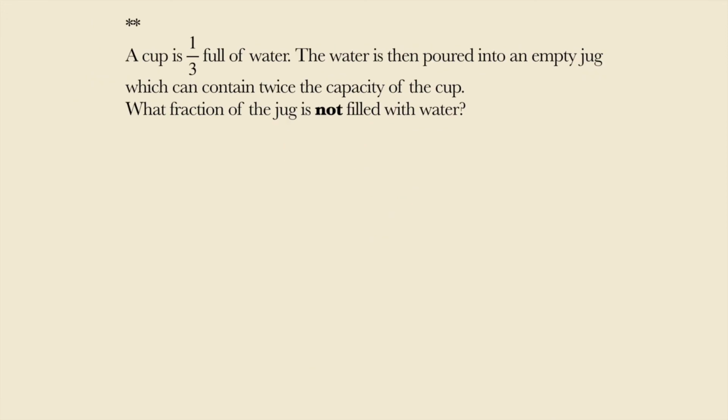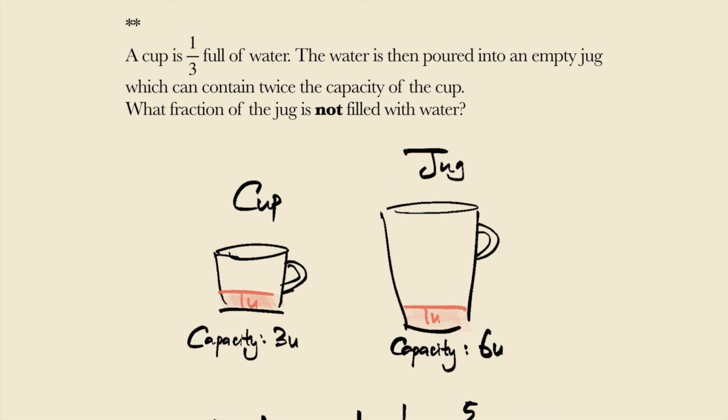A cup is 1/3 full of water. The water is then poured into an empty jug, which can contain twice the capacity of the cup. Hang on. If the cup is 1/3 full, this is another way of saying the cup's capacity is 3 units. So what I do is, the capacity of a cup is 3 units, and 1 unit was filled. All right, the jug has a capacity twice that of the cup. Doesn't that mean the capacity is 6 units?